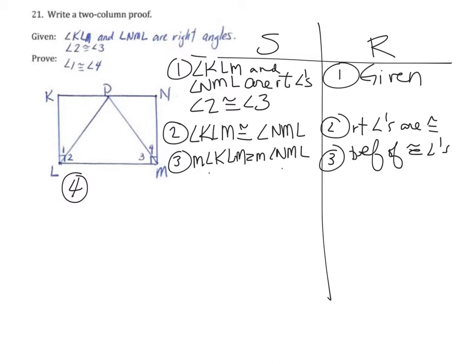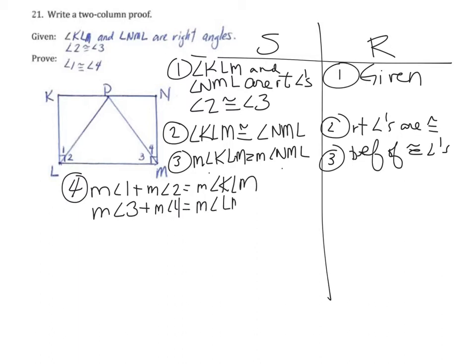I'm now going to use the angle addition postulate, and I'm just going to add them up. So the measure of angle 1 plus the measure of angle 2 is equal to the measure of angle KLM. And then I'm going to do the same thing for the other side. The measure of angle 3 plus the measure of angle 4 equals the measure of angle LMN. And this is the angle addition postulate.